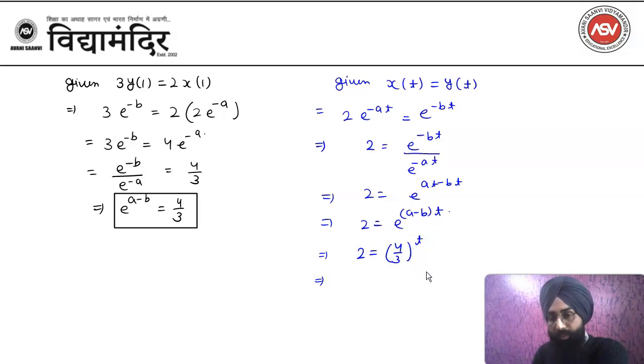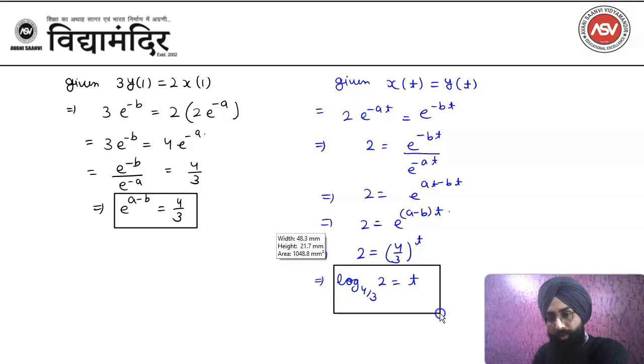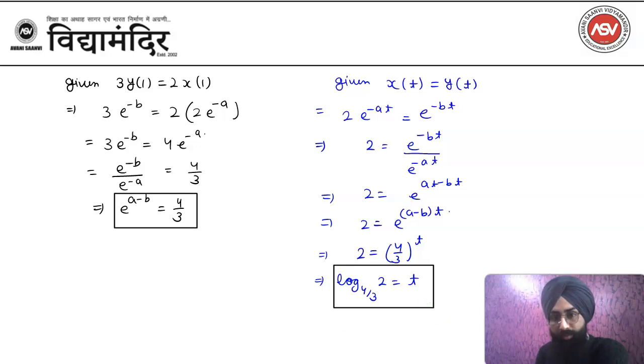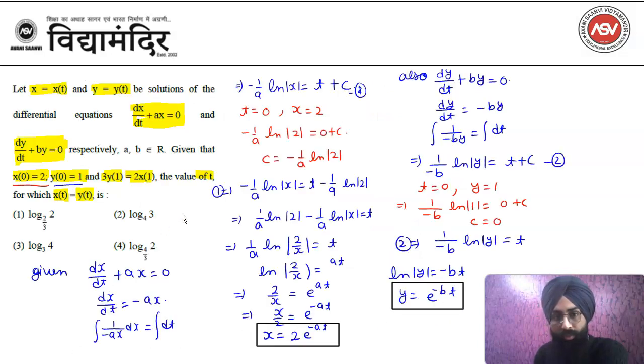To simplify this, we can take ln on both sides. We can take log with base 4 by 3. So this will be the value of t. This is the final answer for the value of t. Let's see if we have this option. Yes, so option number 4 is our right answer.